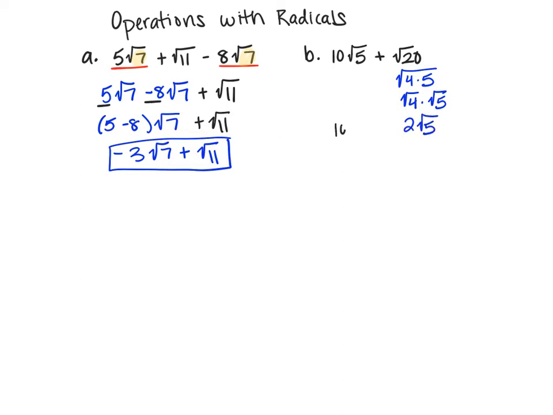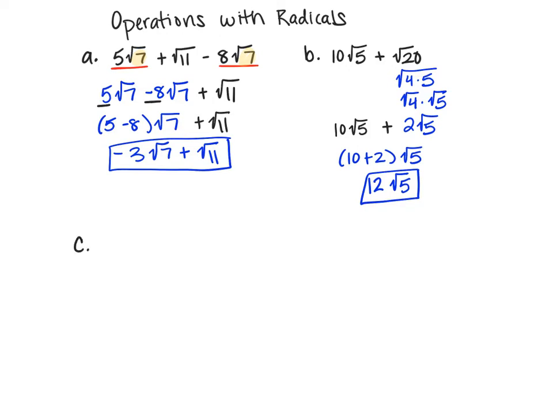So now we have 10 root 5 plus 2 root 5. So all we have to do is add the 10 and the 2. They both have a root 5, so 10 plus 2 is 12 root 5 for your final answer.